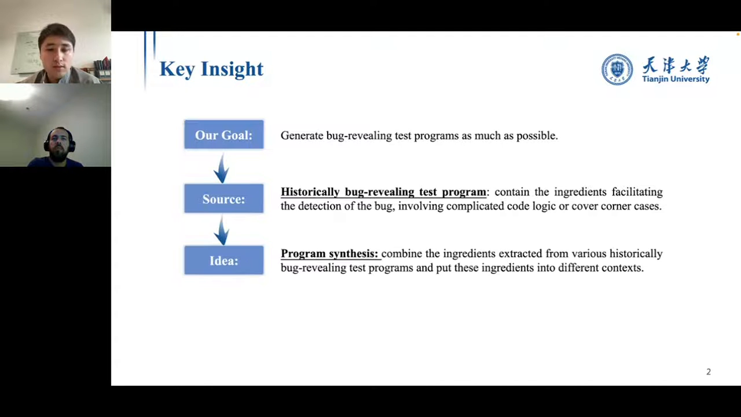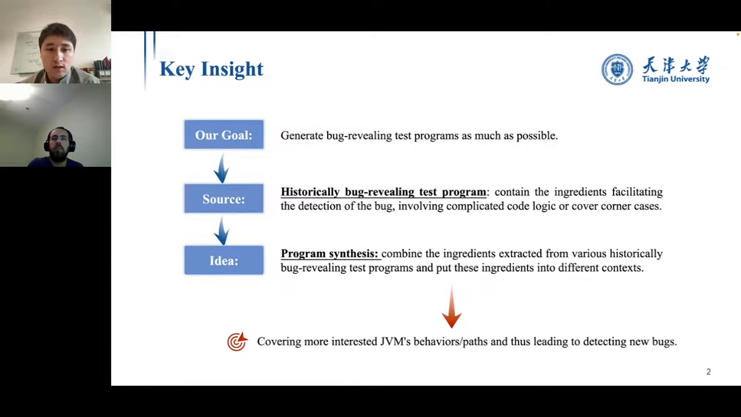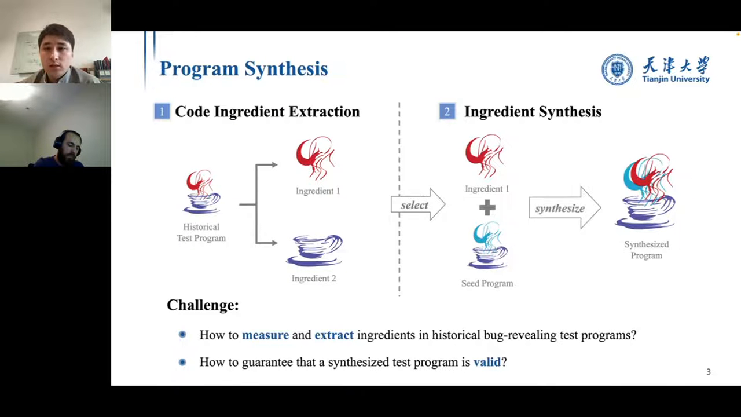And we utilize program synthesis to generate new synthesized test programs by combining the ingredients extracted from various historical bug-revealing test programs and put these ingredients into different contexts. Finally, we execute the synthesized test program to cover more interesting JVM behaviors and thus lead to detecting new bugs. However, there are two main challenges remaining to be addressed. The first challenge is how to measure and extract ingredients in historical bug-revealing test programs. And the second challenge is how to guarantee that the synthesized test program is valid.